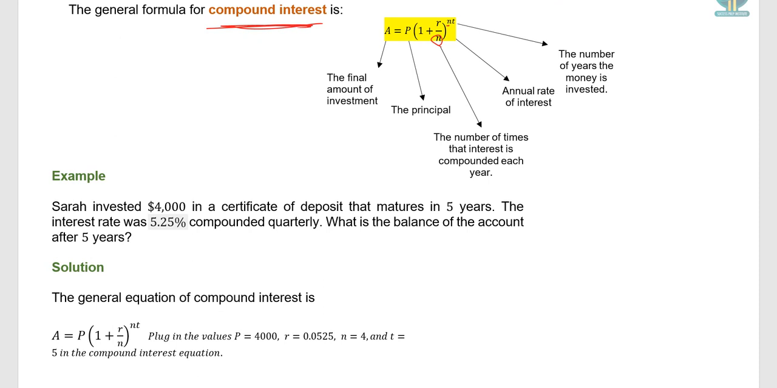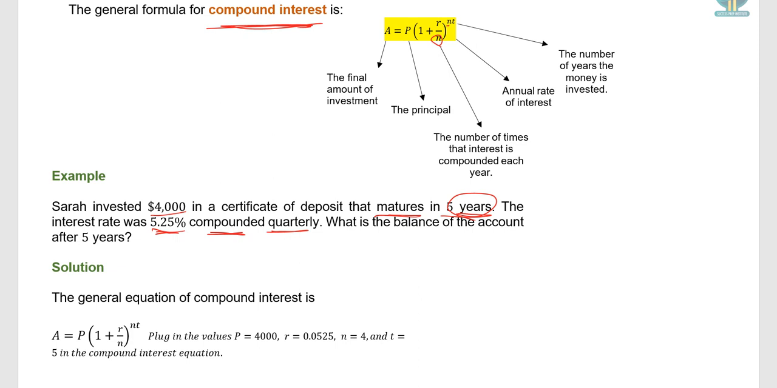Sarah invested $4,000 in a certificate of deposit that matures in 5 years. So the total number of years the money is invested is 5 years. The interest rate was 5.25% compounded quarterly. So what does that mean? That means that this interest rate is calculated every quarter. So every time a quarter passes, which is 3 months, so 4 times a year. Okay, so it's calculated 4 times a year. It's not 5.25% once per year.